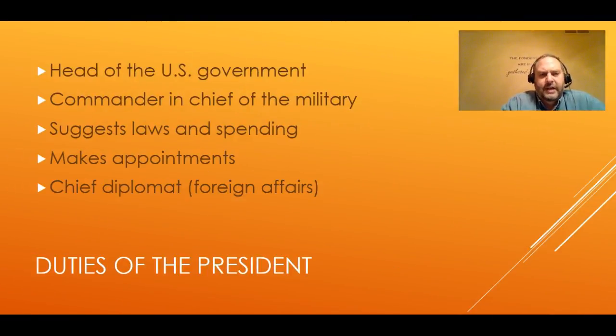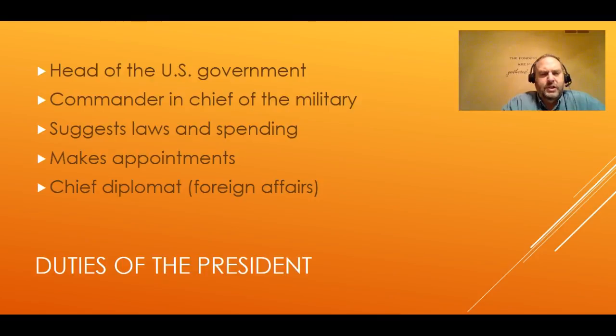The president has a lot of jobs. First of all, he is the head of the U.S. government, so at the White House each day he conducts the affairs of business for America. He is the commander-in-chief of our military. That means he is responsible for defending the country.